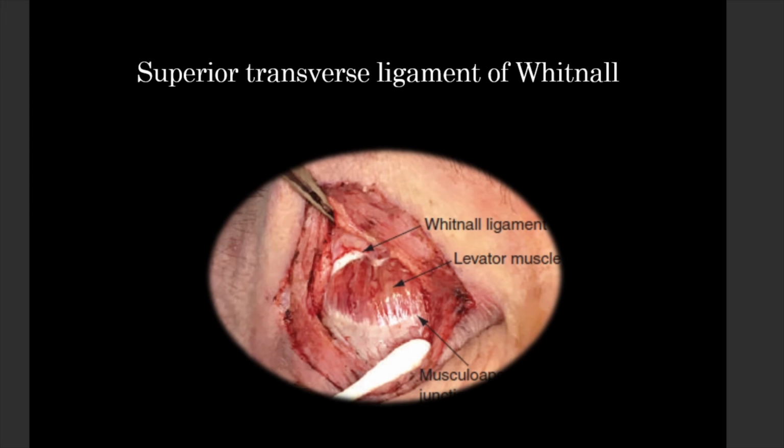Now, quickly, she's finished LPS. I'm going to pick one of you. Tell me what are the 5 attachments of the LPS muscle? I mean, the LPS aponeurosis rather.